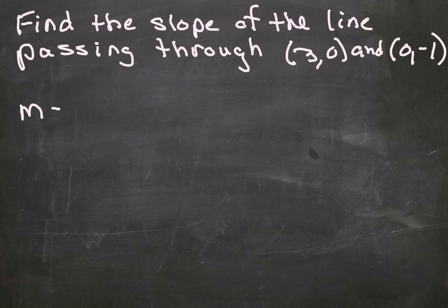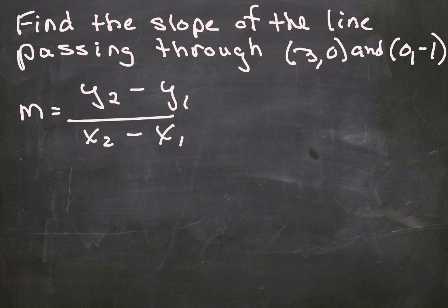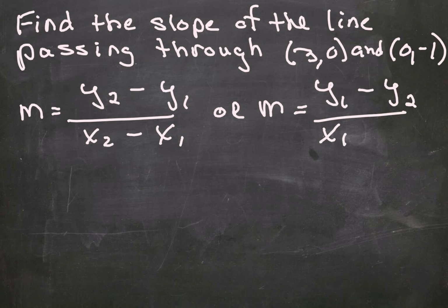I need to know my slope formula, which is (y2 minus y1) over (x2 minus x1), or you may see it as (y1 minus y2) over (x1 minus x2). Either one is fine. Just remember, if you use y2 minus y1, the bottom has to be in the same order. If you start with y2, you need to start with x2. If you start with y1, you need to start with x1. So that's one thing you need to remember when using your formulas.